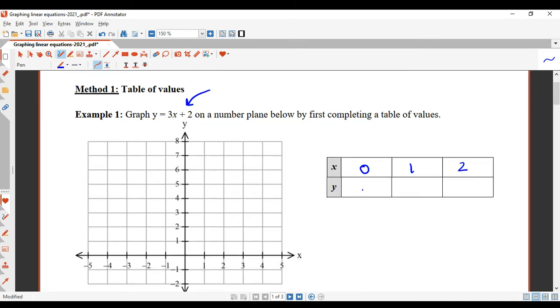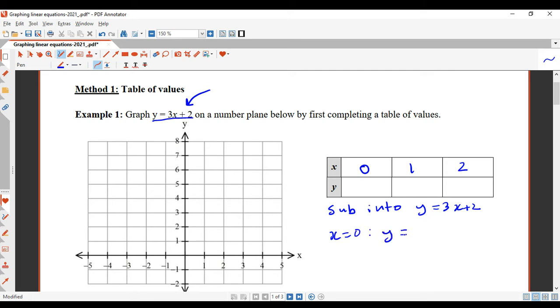All right, now to find the y values which go with the x values, we have to substitute each x value into this equation, y equals 3x plus 2. Okay, so let's start with x equals 0. So I'm going to put x equals 0 into this equation.